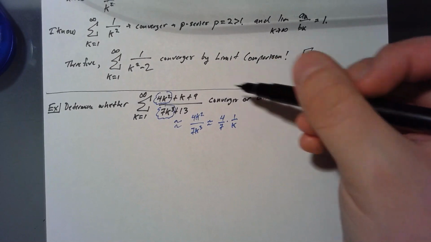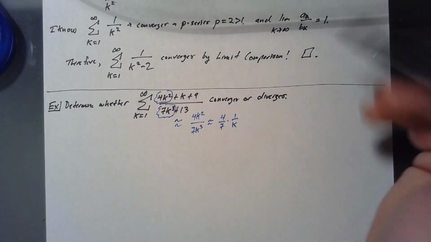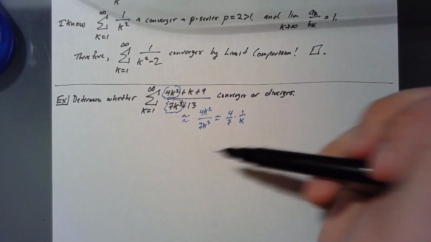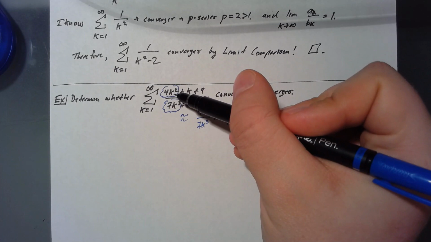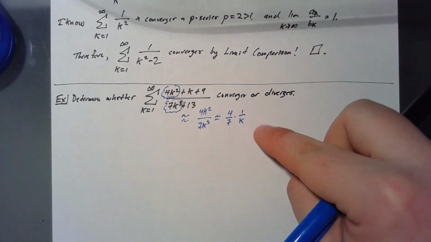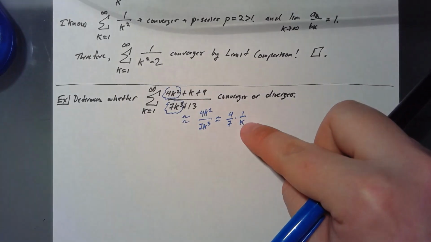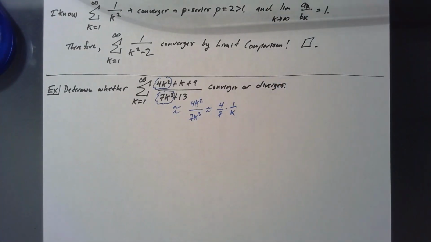So direct comparison probably won't work here because you have a lot of terms in the numerator and denominator. But because I'm looking at the dominant terms, I could say that this series is very similar to this series, 4 over 7k, which is a harmonic series. So instead of developing inequalities, I could try doing a limit comparison.